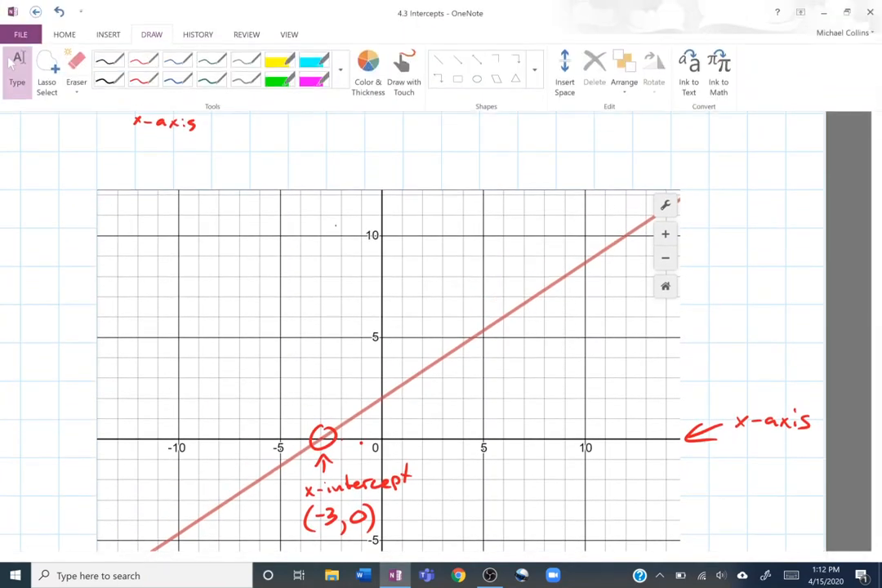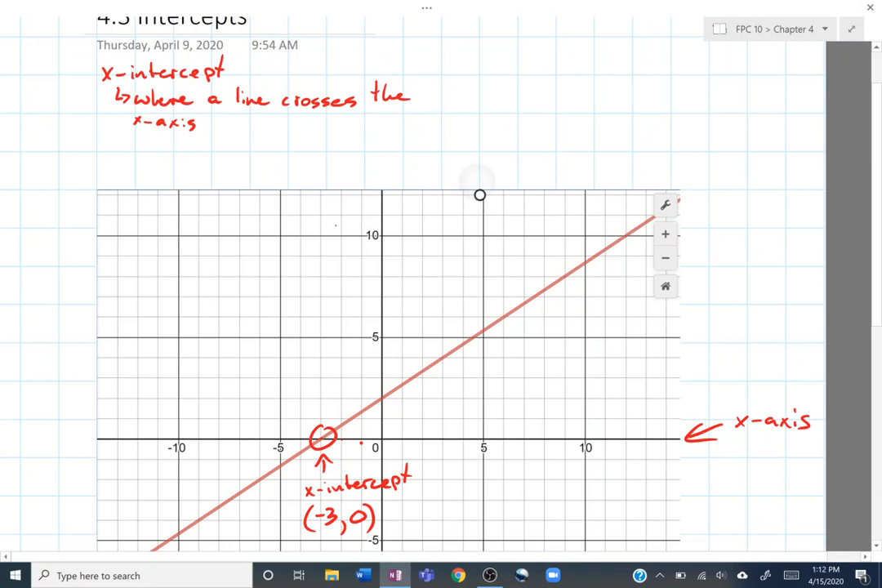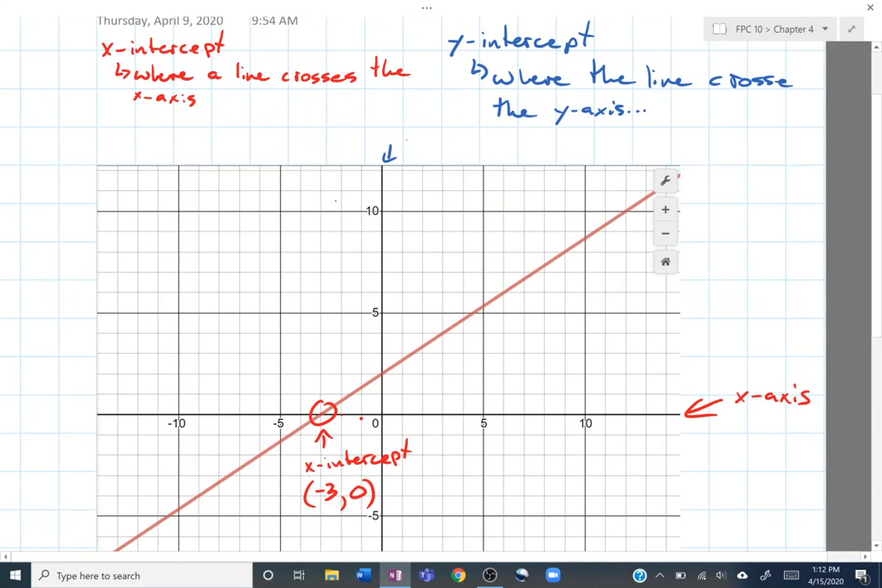I also have a y-intercept. And I think you guys can guess that this is where the line crosses the y-axis. This, of course, is our y-axis, which means that this is our y-intercept.